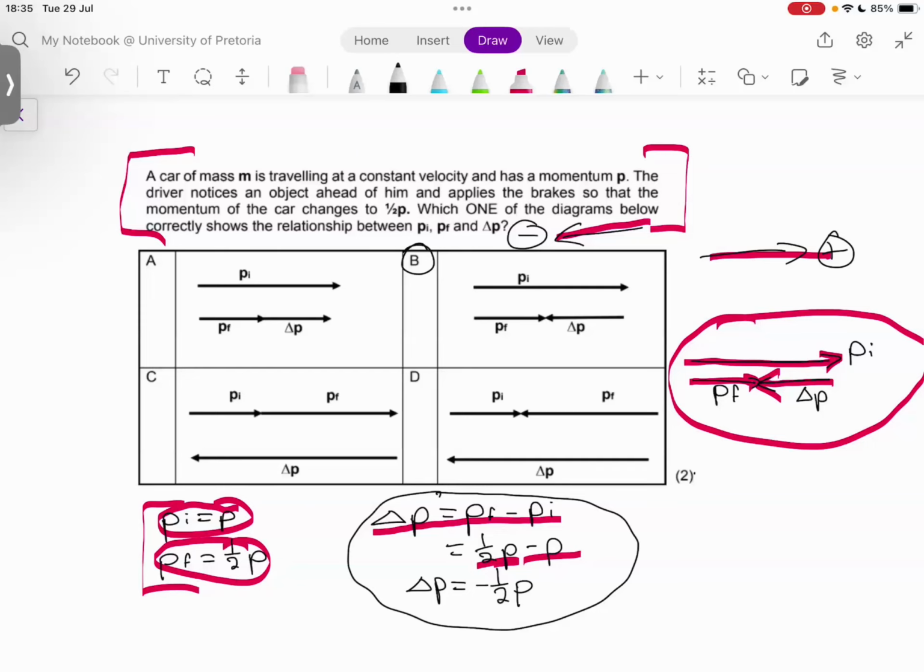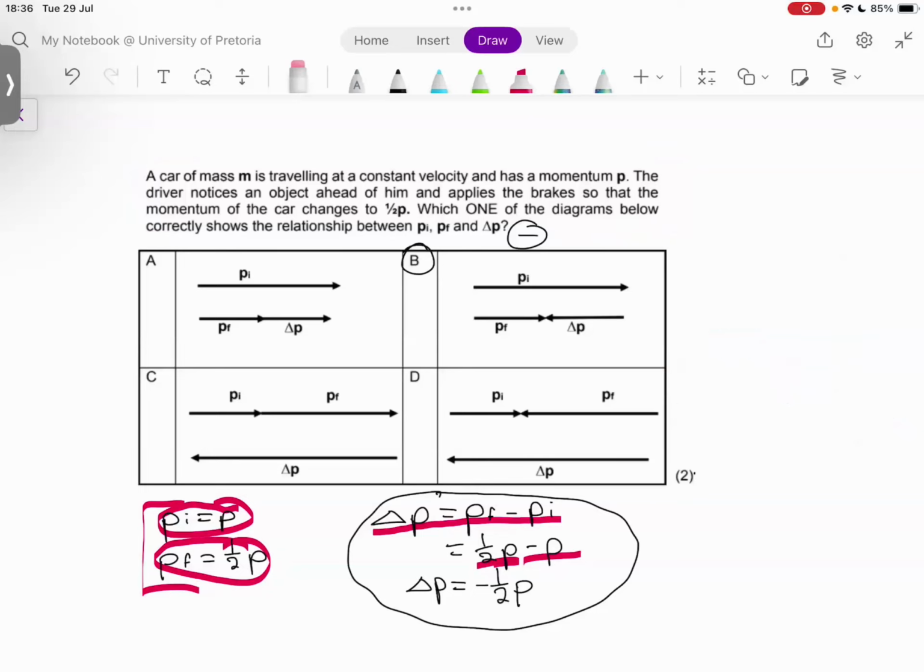So can I please get an indication in the chat to just see where we are at? Okay, it seems as though a lot of us got lost along the way. That's all right. That's why we're here. We're here to make sure that our understanding of momentum and impulse is at 100%. So I'll just erase everything and start again.